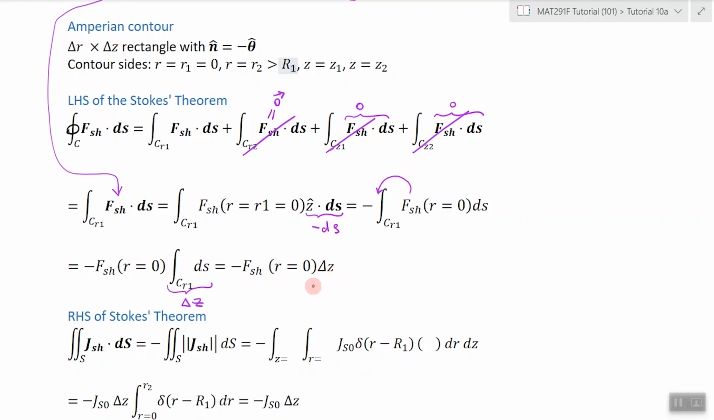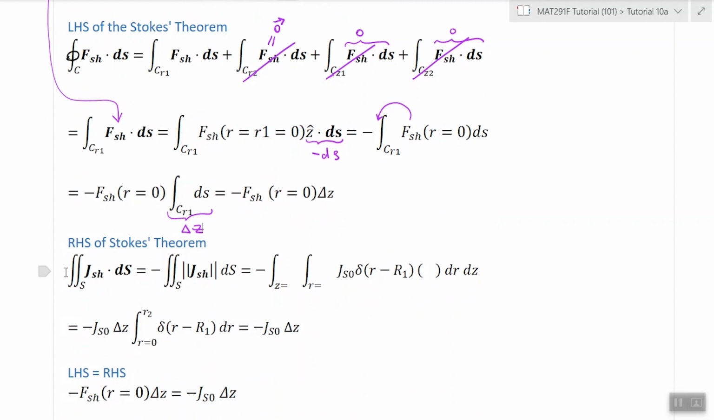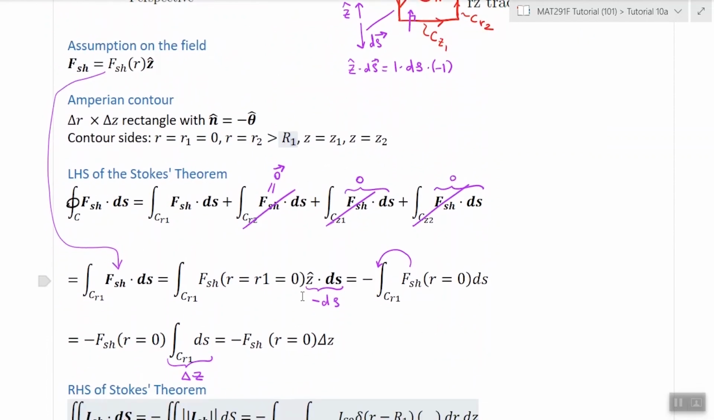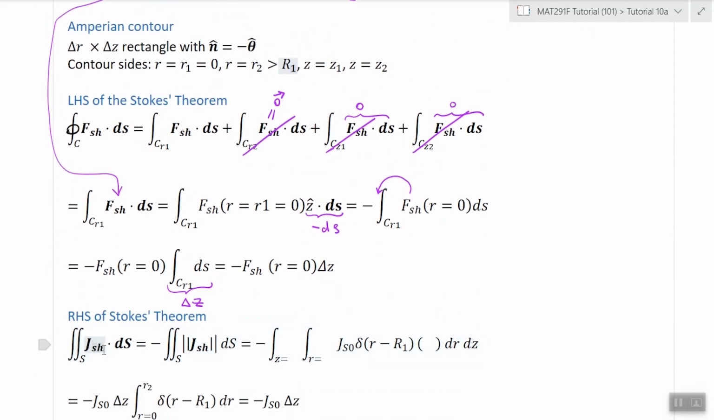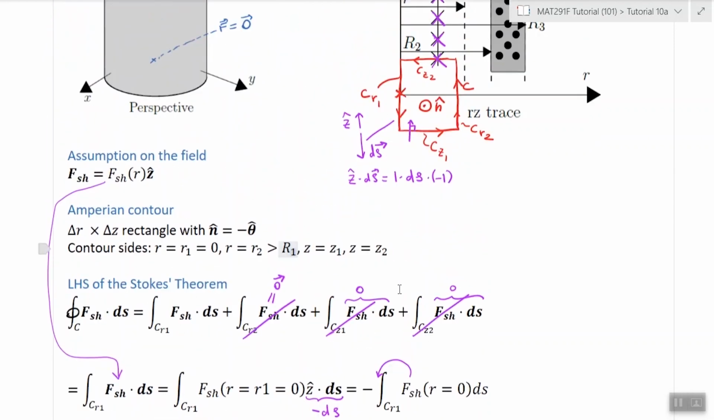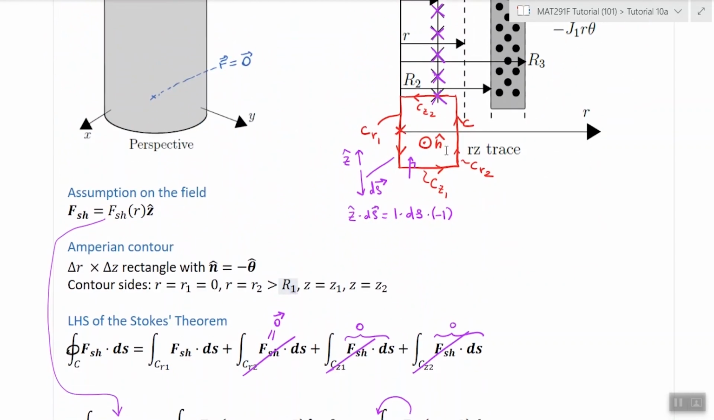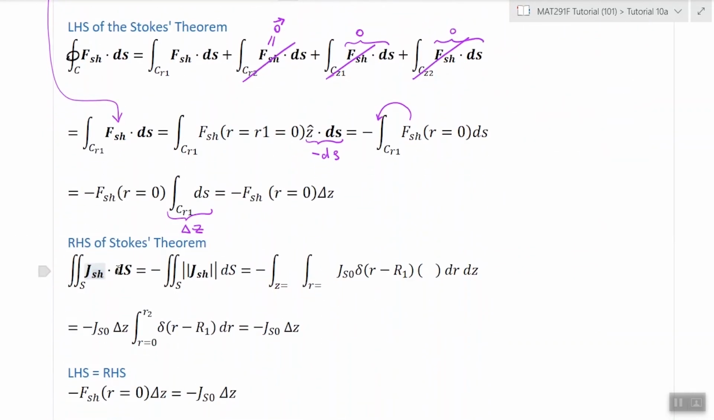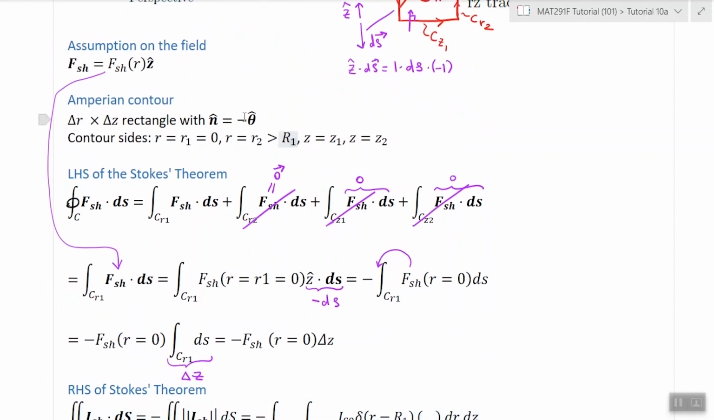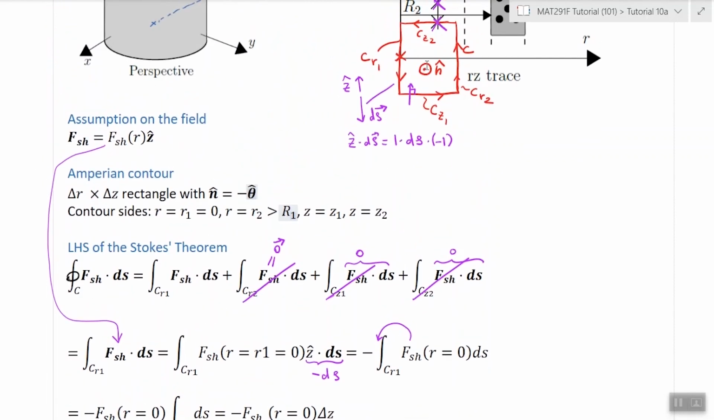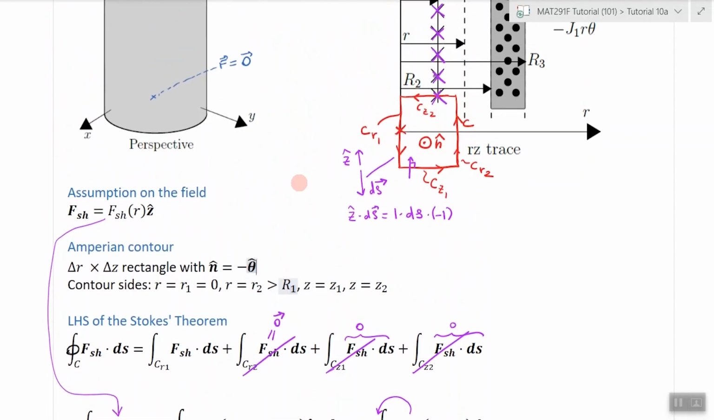Now let's talk about the right-hand side. On the right-hand side, we have this flux integral, flux of the current density. You see the current density is going into the page, right? And for the vector ds, we determined that we wanted to go in the negative theta hat direction, and we know that this is out of the page. So we know that, J, actually let me write it here.